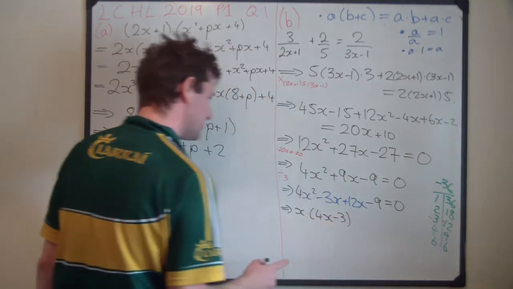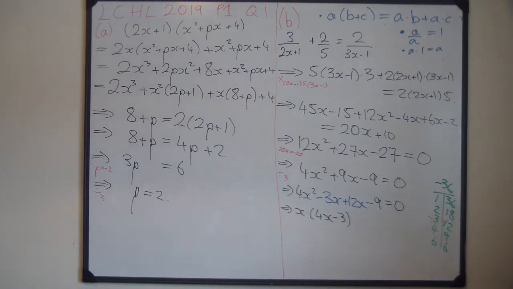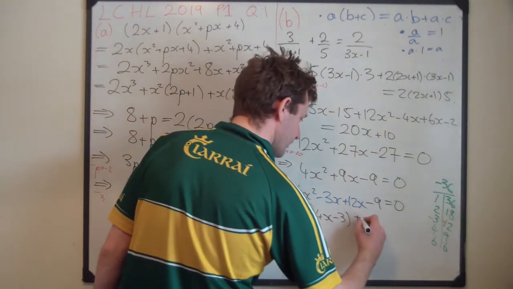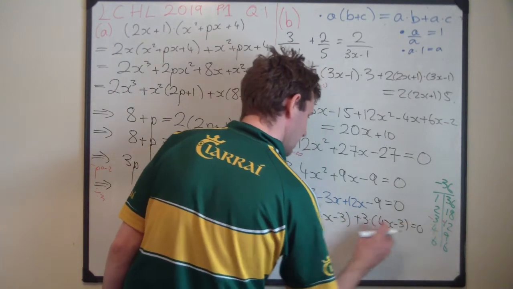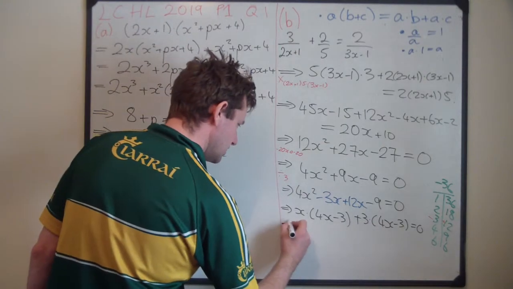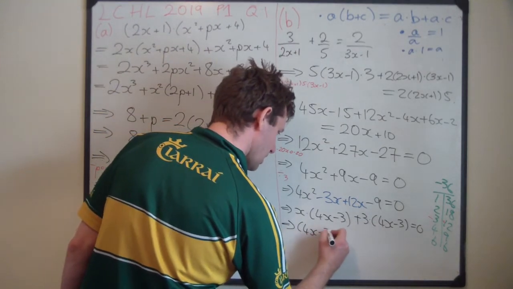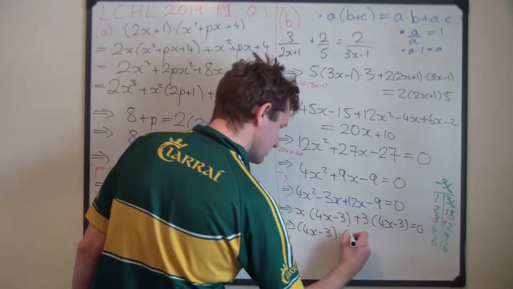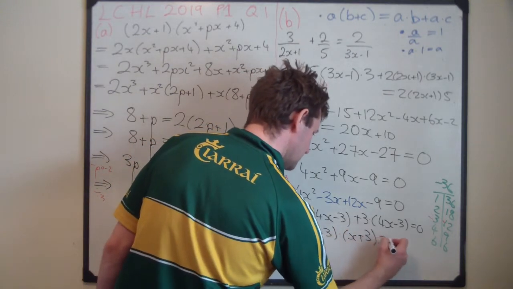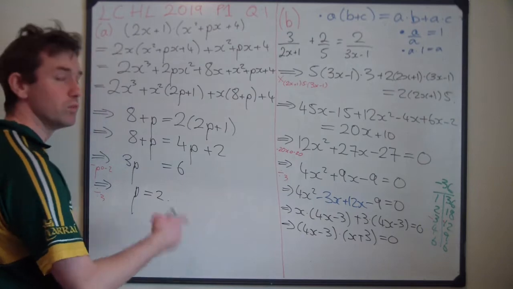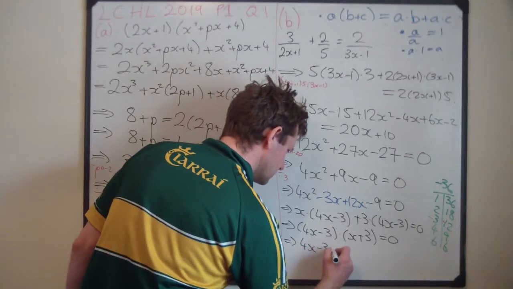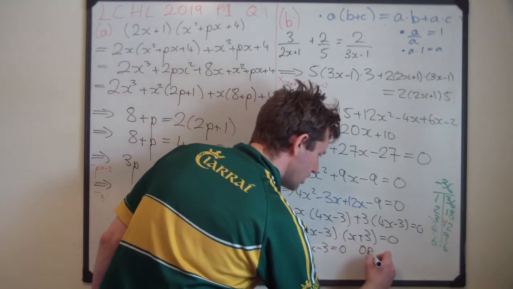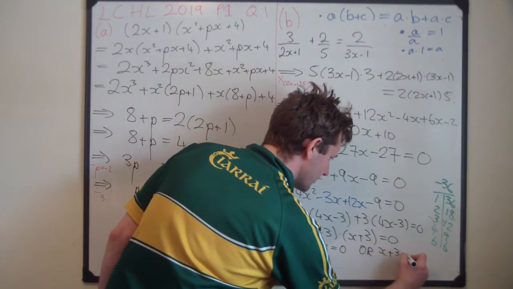And then what you do is you take something common out of the second pair of terms that leaves 4x minus 3 again. It should be 3. Now you've got a common factor of 4x minus 3, so take that out. And you're left with x plus 3. And now you've got two numbers that are multiplied together, giving you 0. One of them has to be 0. So either 4x minus 3 is equal to 0, or x plus 3 is equal to 0.